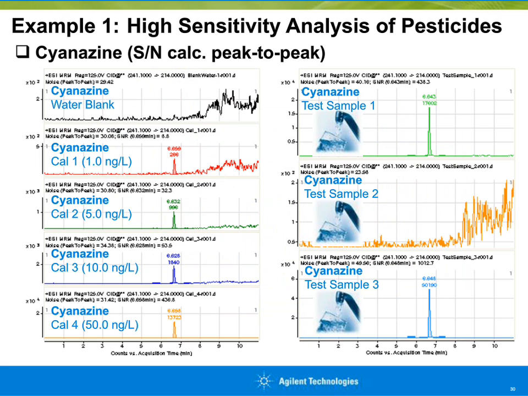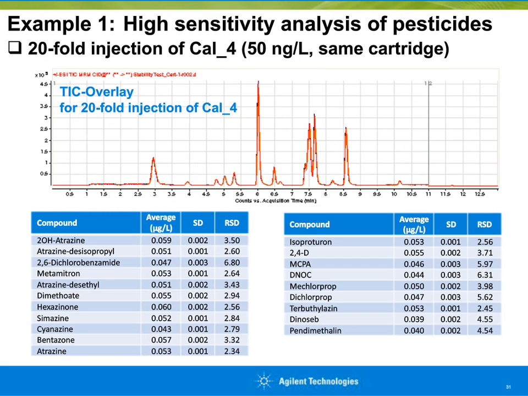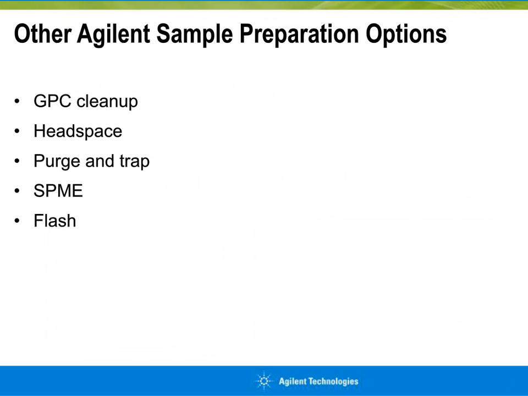In this slide, we see excellent peak shape for cyanidin for the calibration range shown, 1 to 50 nanograms per liter. On the right, we see that we are able to use this method to actually determine cyanidin in collected samples from regional tributaries. The table here shows that for the 20 pesticides evaluated, we have excellent recovery and RSDs, all below 7%. Other Agilent sample preparation options that we have are GPC cleanup, headspace, purge and trap, SPME, and flash.